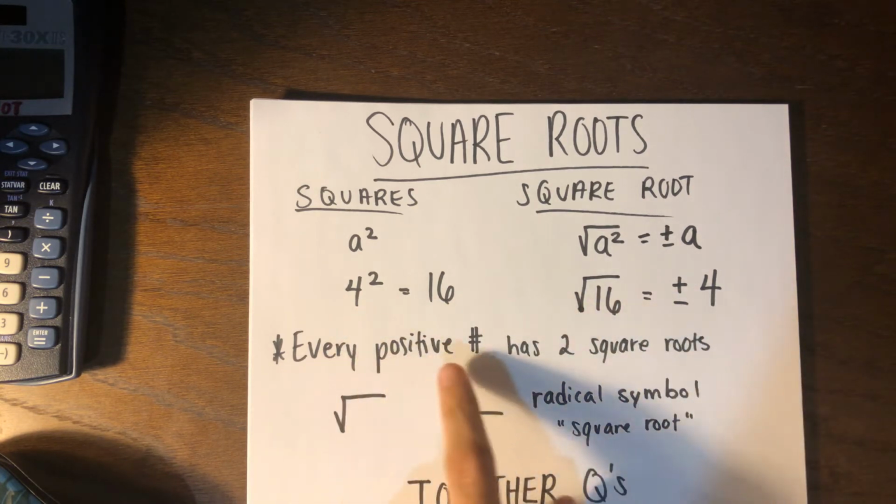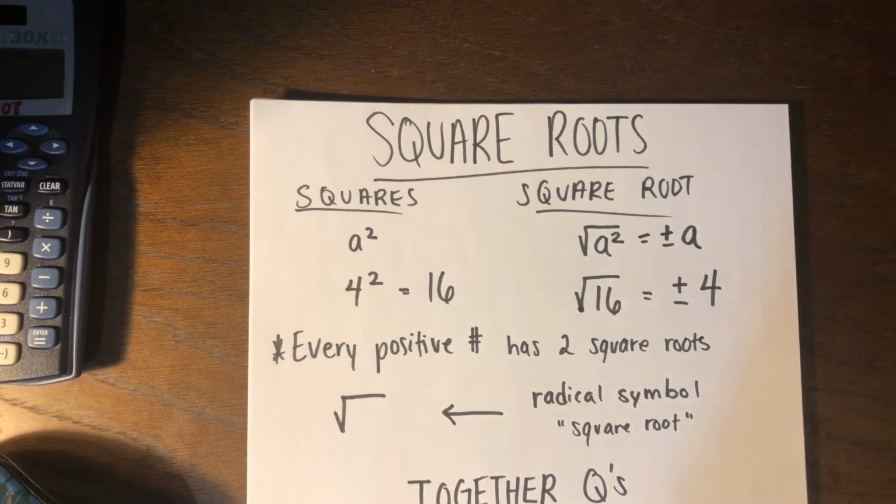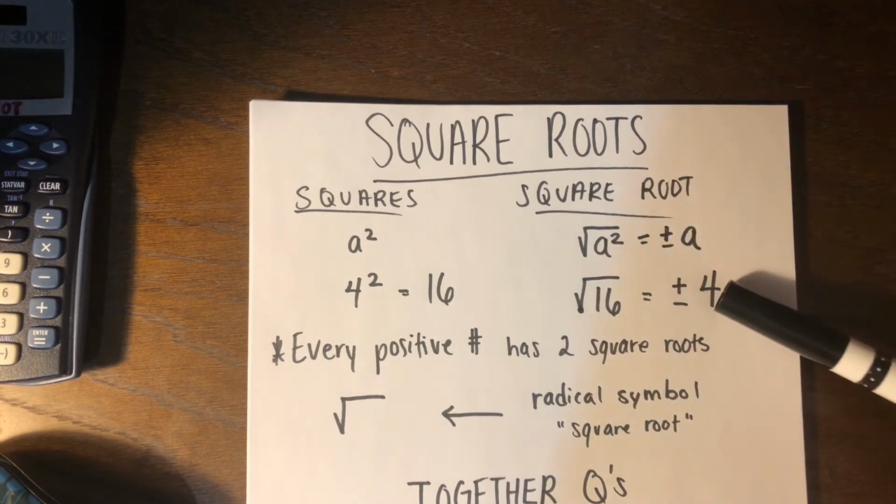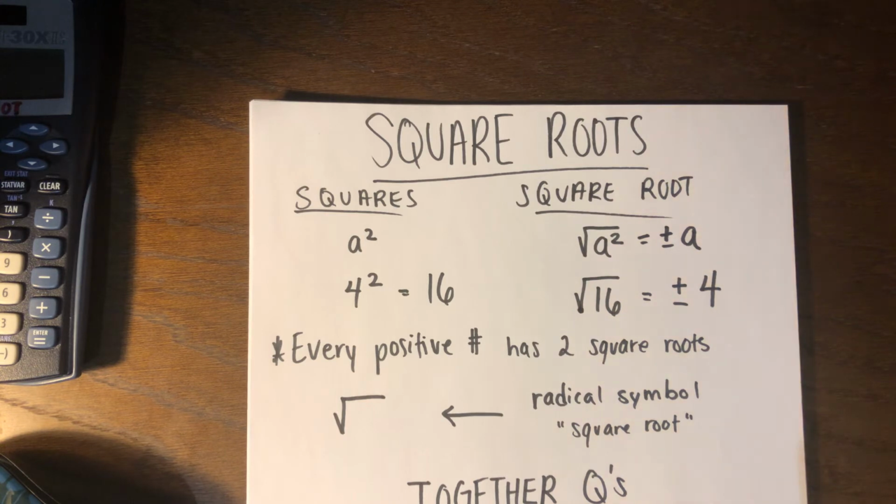So, every positive number has 2 square roots, okay? This symbol is called the square root. It is a radical symbol, okay? This symbol up here, the plus and minus, is exactly what it means. It's just plus or minus. It just indicates that there's 2 square roots, okay?